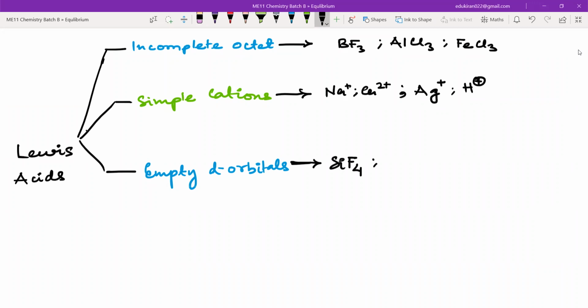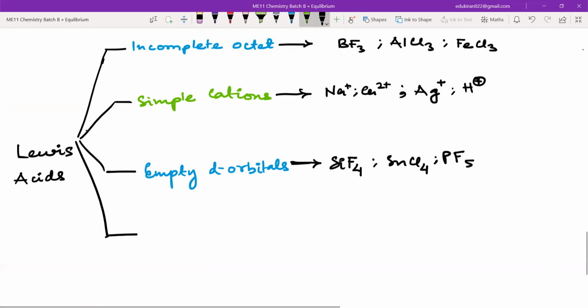some examples of empty d orbitals such as silicon fluoride. Okay. Other examples would be SnCl4 and, let us say, PF5. So all of these are examples of empty d orbitals. Where do you find empty d orbitals? Group 3 and onwards, right? Group 3 and onwards, you will find empty d orbitals, because in the first and second shell you don't have any d subshell, but in the third shell you have the d subshell.